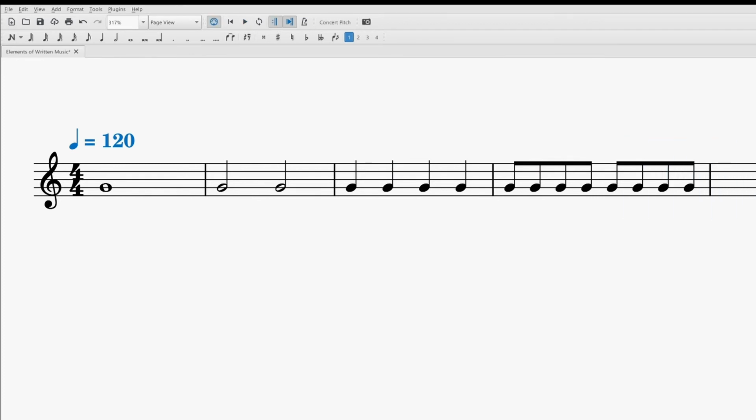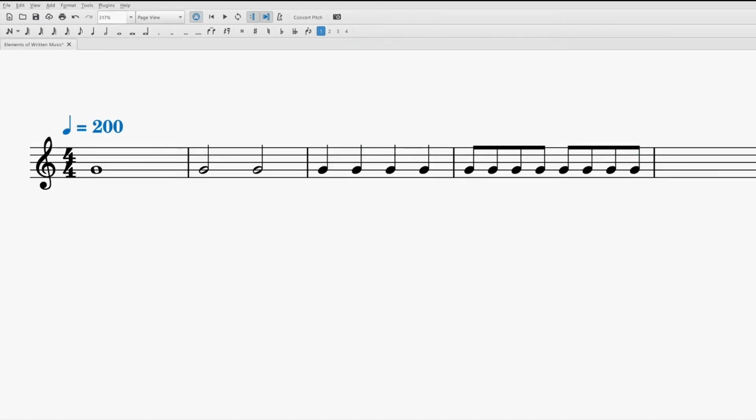Now listen to the same piece played at 200 beats per minute. Notice anything different? It's a little bit faster. That's because there are more beats happening in the same amount of time.